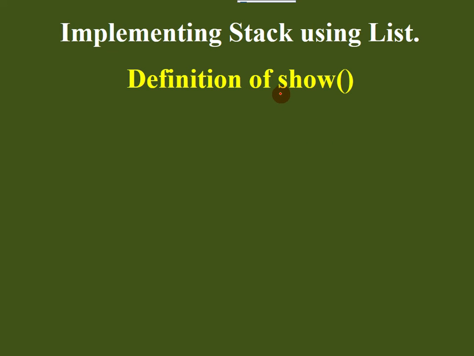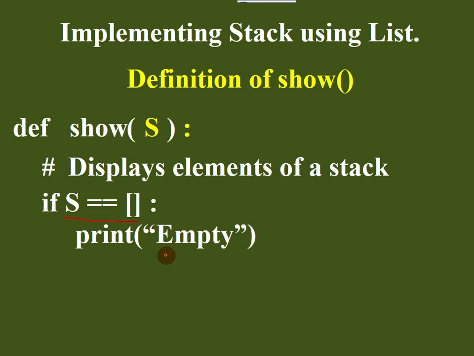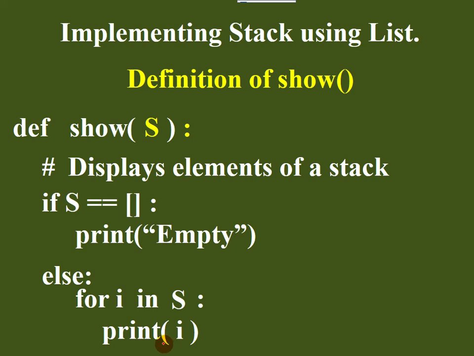Finally, I need to create a function that will display all the elements of stack implemented using list. You can create the function like this. Use the keyword def followed by suitable name for the function, function symbol and colon. Certainly the list must be passed. You should write a document string. If the list is empty, you can simply display the message empty. Otherwise, you can display each and every element of this list. So for I in S will give you each and every element of this list, and that must be displayed.